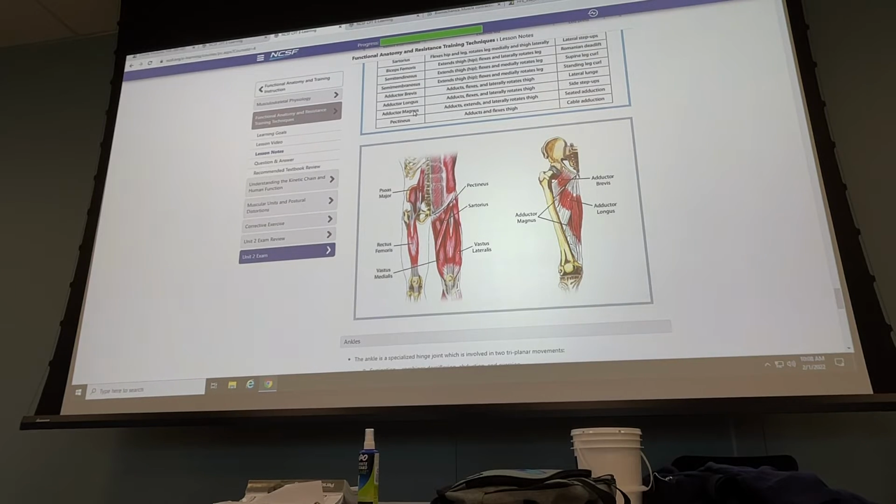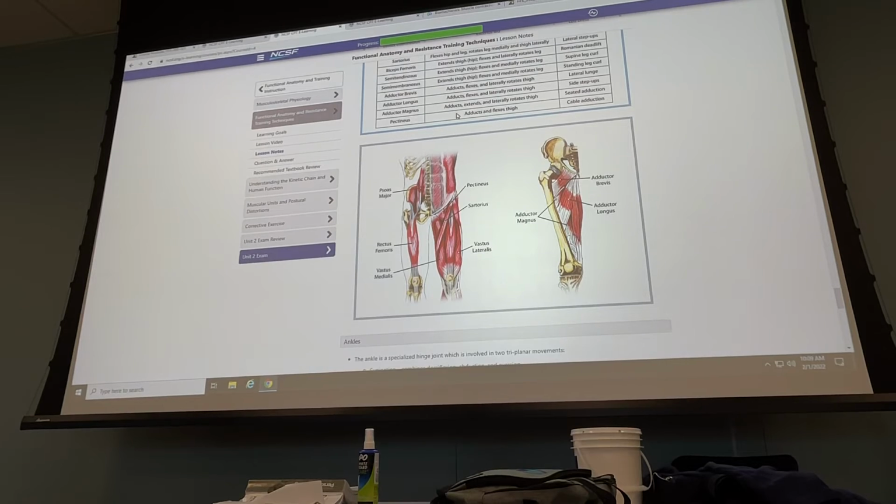Adductor brevis, longus, and magnus. Remember that when we're doing this stretch here with our knees wide and sitting back, we're going to feel the brevis mainly. Then when we abduct one leg and get long, we're going to get more of the longus and magnus, because you can see that they attach distally to that femur.